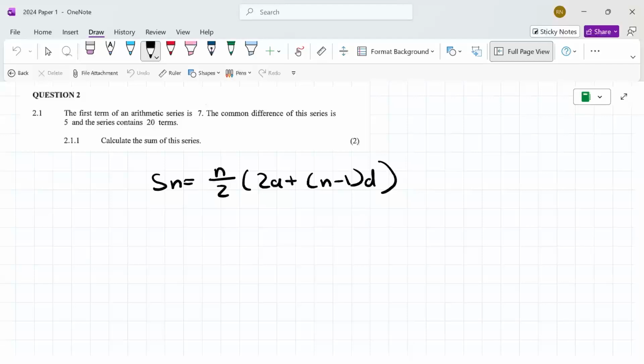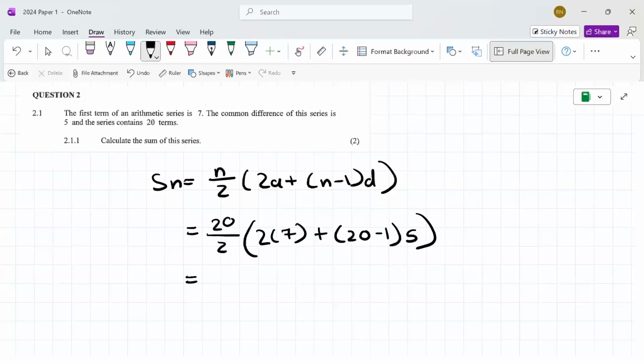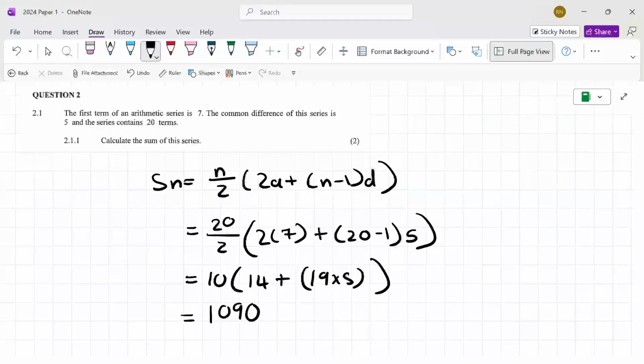Okay, so we are told a bunch of information that can help us. They told us that it's 20 terms, so 20 over 2, which is equal to 10, times 2 times the first term, which is 7, and then plus 20 minus 1 times the difference, which they told us is 5, right? So you just solve this normally. This is going to be 10 multiplied by 14 plus 20 minus 1, which is 19, times 5. You do the 19 times 5 first. You should get 1090. So that is the sum of this whole series.